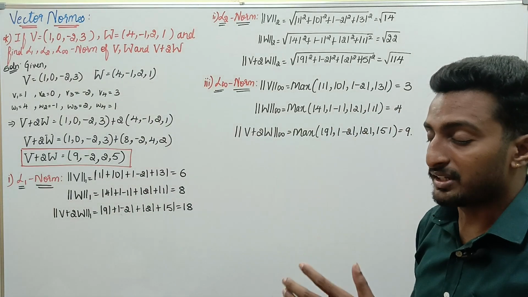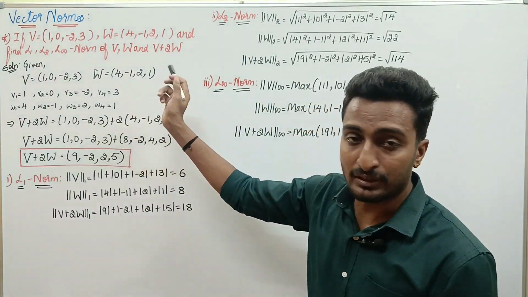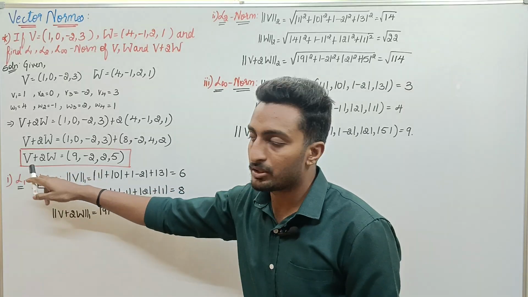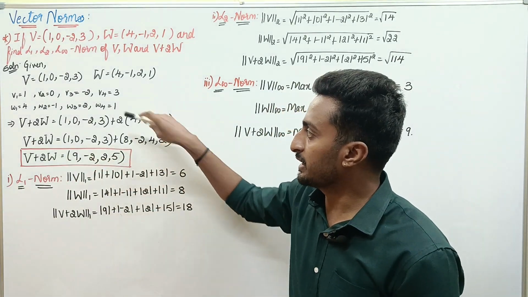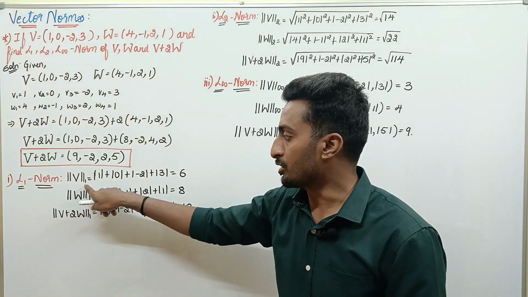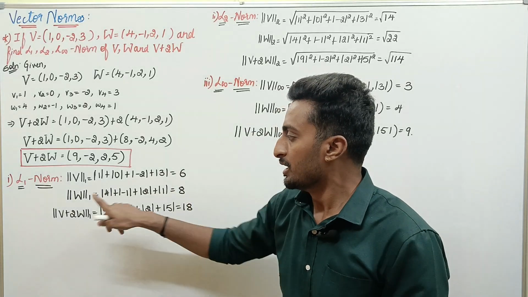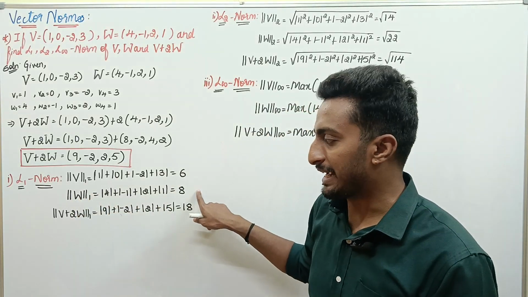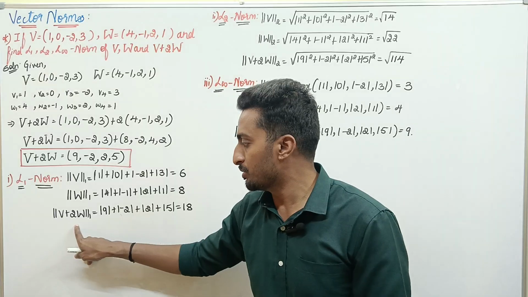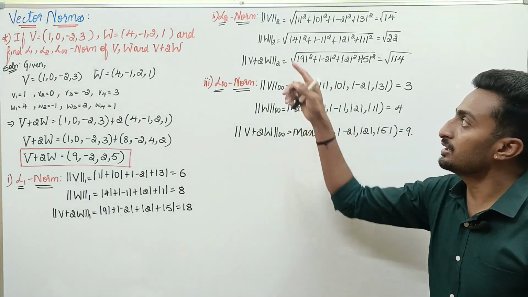Let us take a recap. First, consider the given two sets of vectors V and W. Considering these two sets of vectors, represent V plus 2W. Then, considering all these three sets of vectors, represent the L1 norm. That is, norm V1 you get 6, just adding the elements. Norm W1 you get 8, and norm V plus 2W1 you get 18. Got the point?